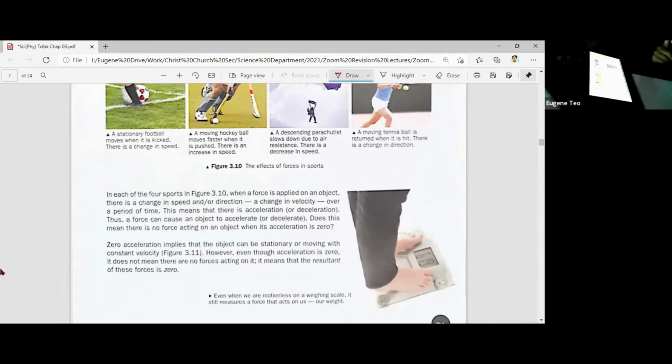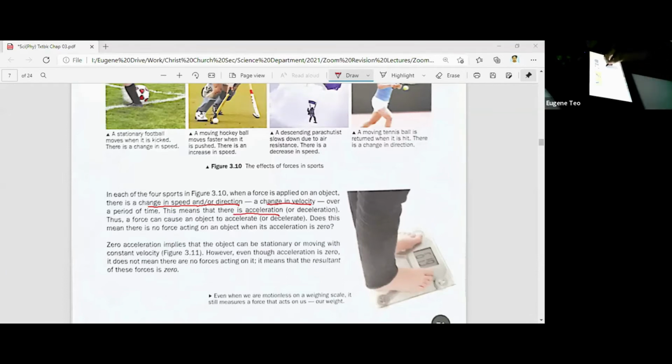I think for this part, there's a little bit that you need to know. What is the thing that people tend to forget or get confused about? That is actually inside here. When a force is applied on an object, it can cause a change in speed and/or direction, which is a change in velocity. I think this one we all understand. And because there's a change in velocity, there's an acceleration.